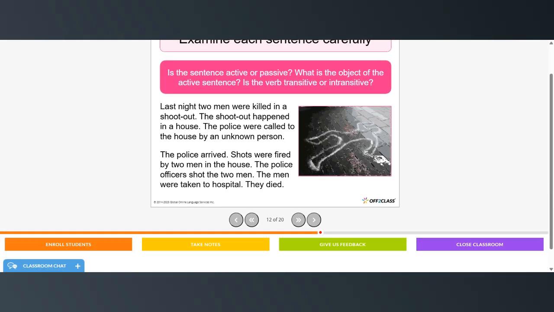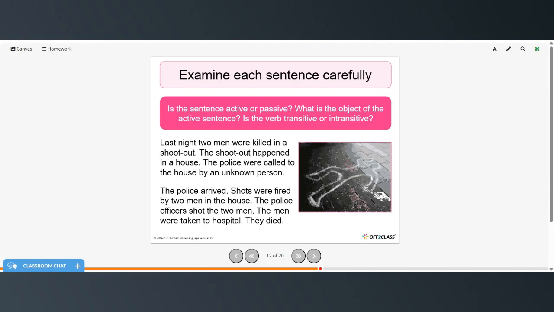The police officer shot the 2 men. So here, men is the object. So this one is an active sentence with a transitive verb. The men were taken to the hospital. This is already a passive sentence. And they died. There is no object in the sentence, so died is an intransitive verb.